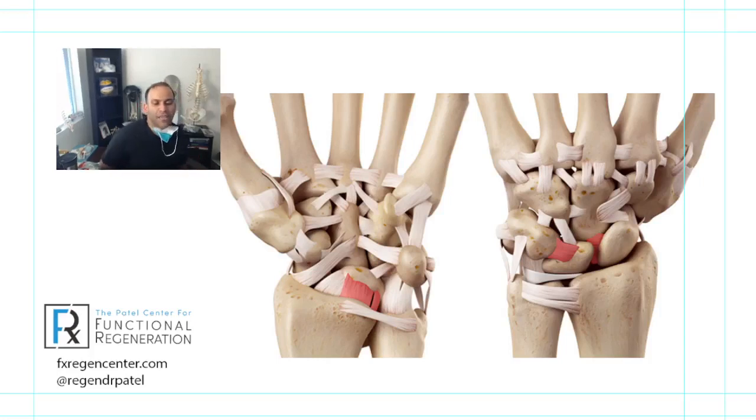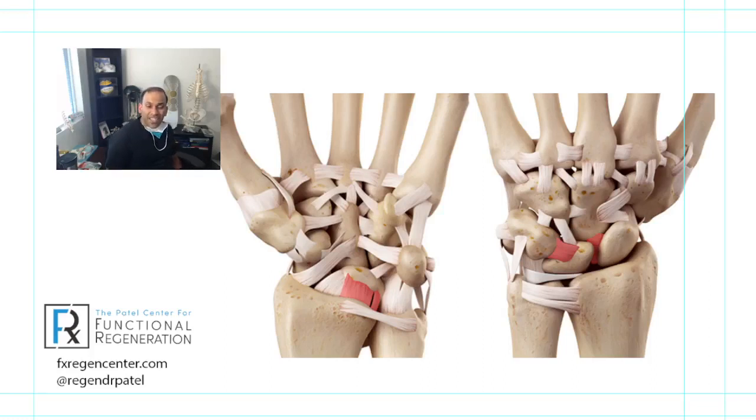Because ultimately the name of the game is, how do we slow down the progress of osteoarthritis? We can't do anything to reverse osteoarthritis, especially once it gets bad, but we can certainly try to slow down the progress by strengthening the ligament structures, strengthening the muscles to prevent the bony changes from occurring in the first place.